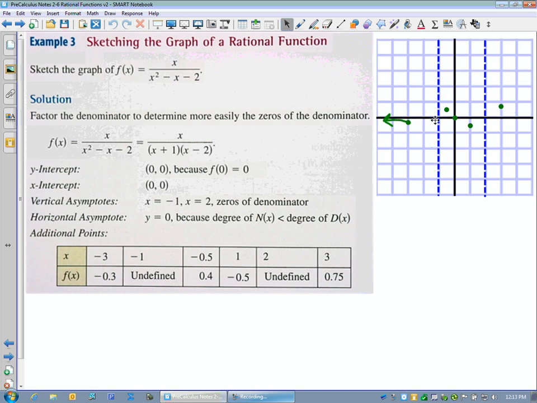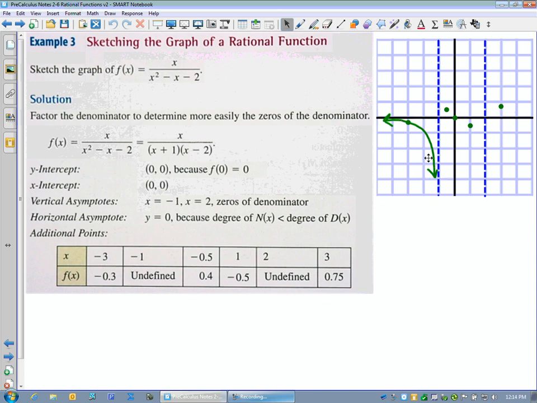I could plot another point, but if you think about it logically, take anything less than -1 for your x, anything to the left of -1. The numerator would be a negative number, then x plus 1 is still going to be negative, and x minus 2, or anything more negative minus 2, is still going to be negative. So you're going to have 3 negatives, which is a negative, so I know my graph will always be negative to the left of that asymptote.